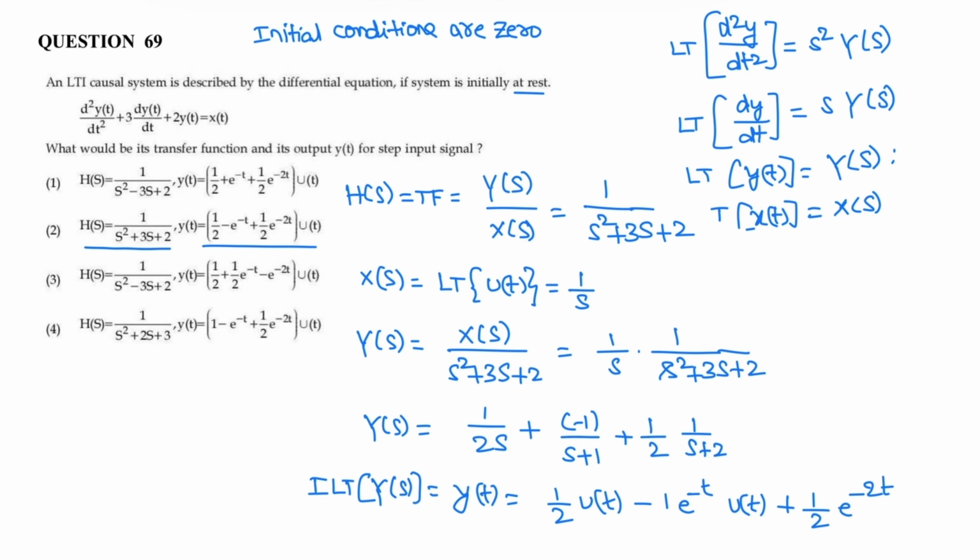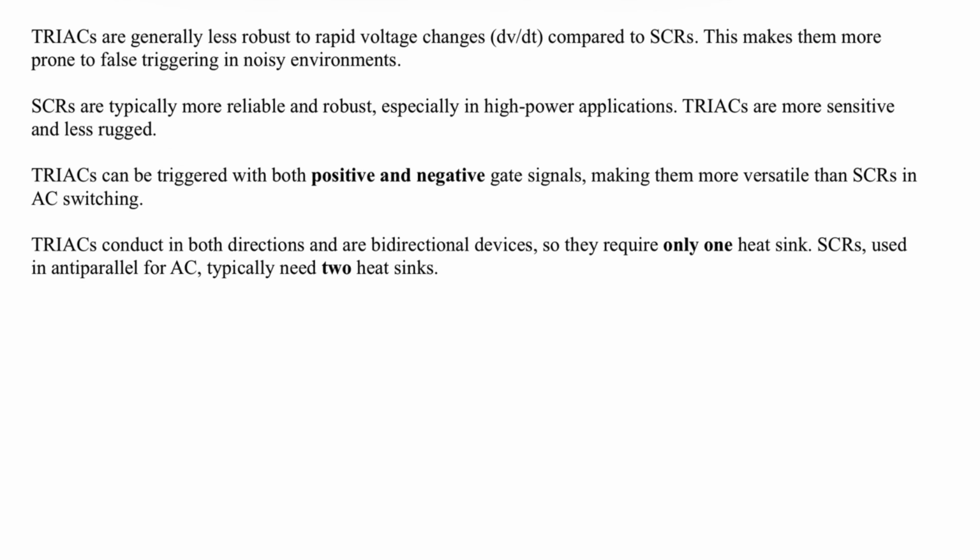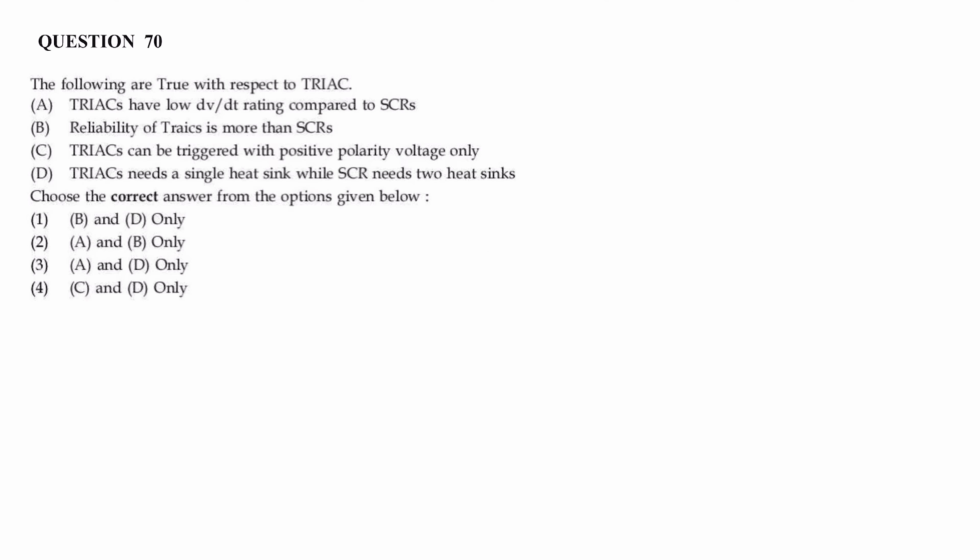Next question. Triacs have low dV by dt rating compared to silicon controlled rectifiers. That is statement A. Let us see. Triacs are generally less robust to rapid change in voltages dV by dt compared to silicon controlled rectifiers. This makes them more prone to false triggering in noisy environments. So statement A is correct.